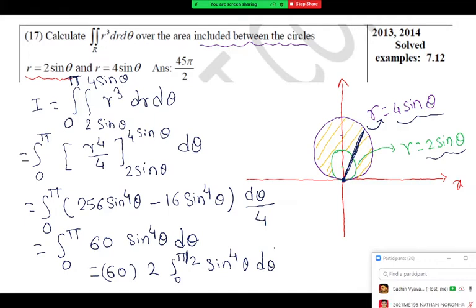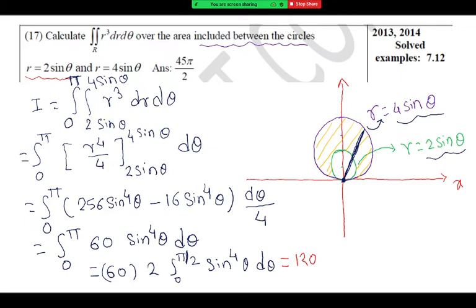Okay. Now the Wallis formula starts. So let me write the Wallis formula here. What we have to do? This is sine raised to n theta. So this is 60 into 2, 60 into 2 is 120. I will write 120 here. Now the Wallis formula says just start the numerator with n minus 1 and the denominator as n. So this is n minus 1 upon n. n is 4 here, so n minus 1 is 3 by 4.